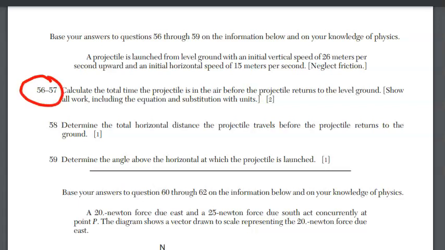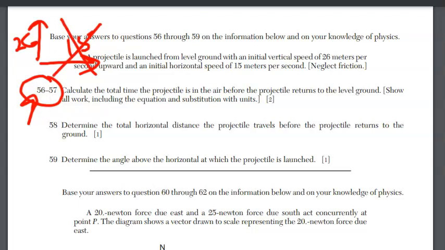Let's check this out. We're dealing with a projectile launched from level ground, has a vertical speed, right? Vertical means up, of 26 meters per second, and a horizontal speed of 15. The vertical speed is going to determine how long the projectile is in the air. What goes up must come down. The horizontal speed is going to determine how far down the range the projectile is going to hit the ground again. But for this particular question, we don't have to worry about the horizontal. We're dealing with the vertical.